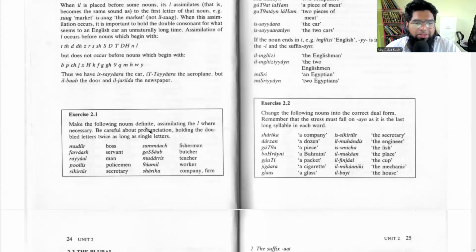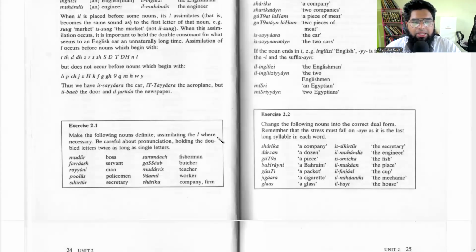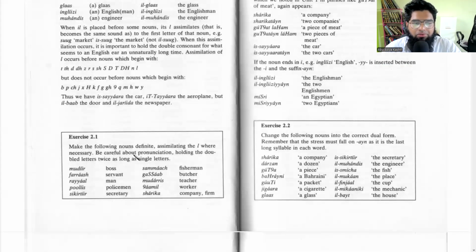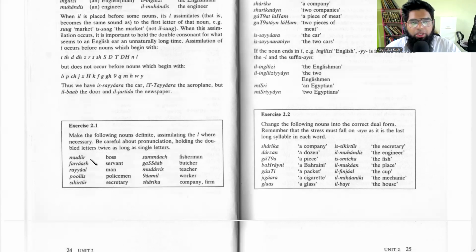So make the following nouns definite. Definite means add al, assimilating the lam when necessary. Be careful in pronunciation, holding the double letters twice as long as single letters. You need to hold it twice. So mudir, boss, il mudir. I'm saying al, but anyways, you can say il or al. Il mudir. Il farrash, servant. Il rayyal, man.